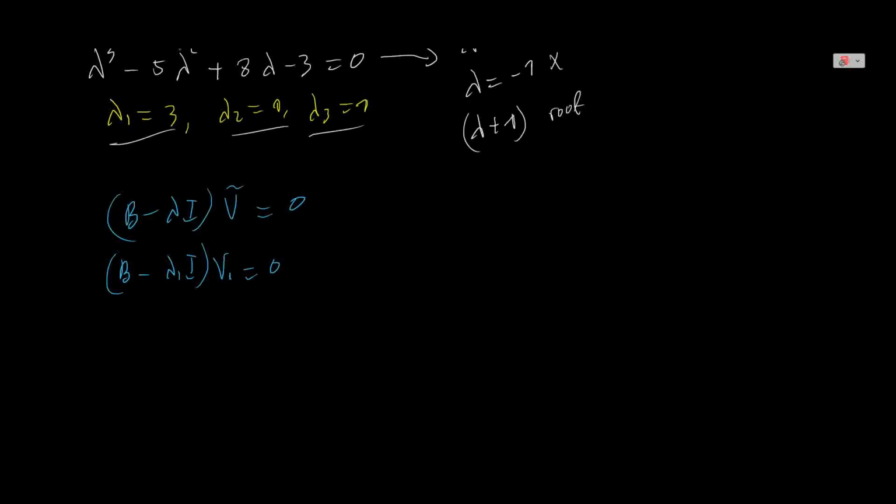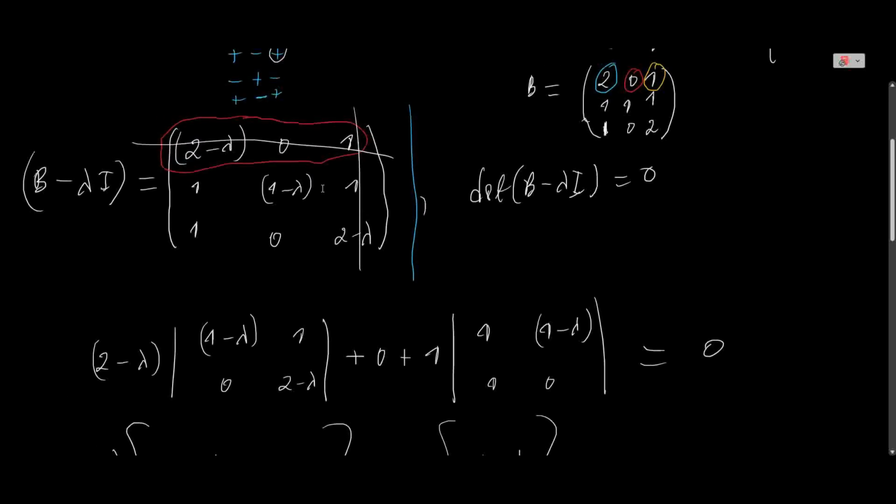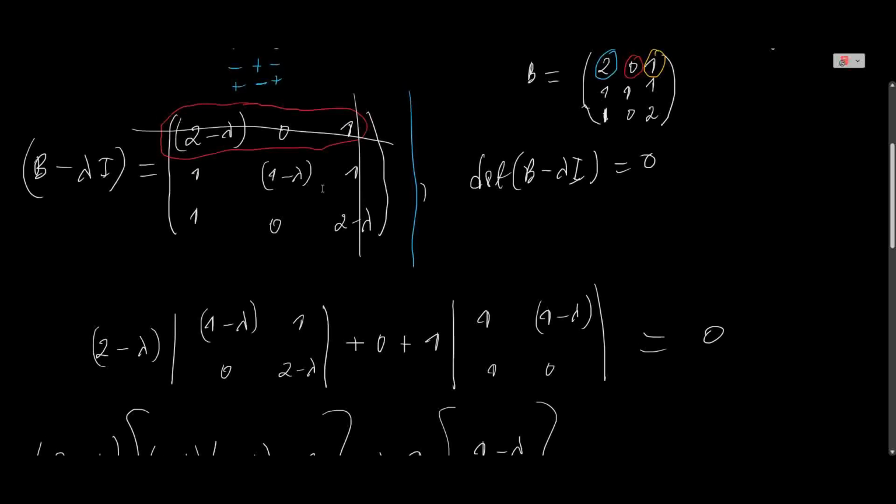We already saw somewhere above that our B minus lambda I, alright, we already saw from here that our B minus lambda I is this value here. This is our B minus lambda I. So I'll copy this.